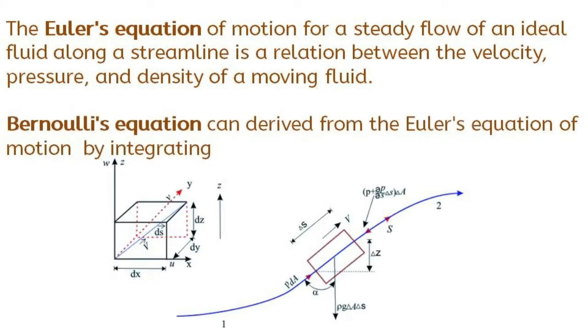Euler's equation is based on Newton's second law of motion. The integration of the equation gives Bernoulli's equation in the form of energy per unit weight of the flowing fluid.